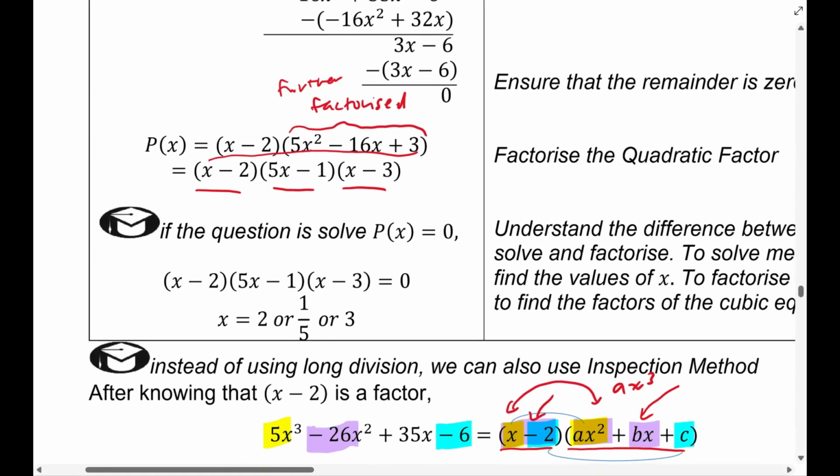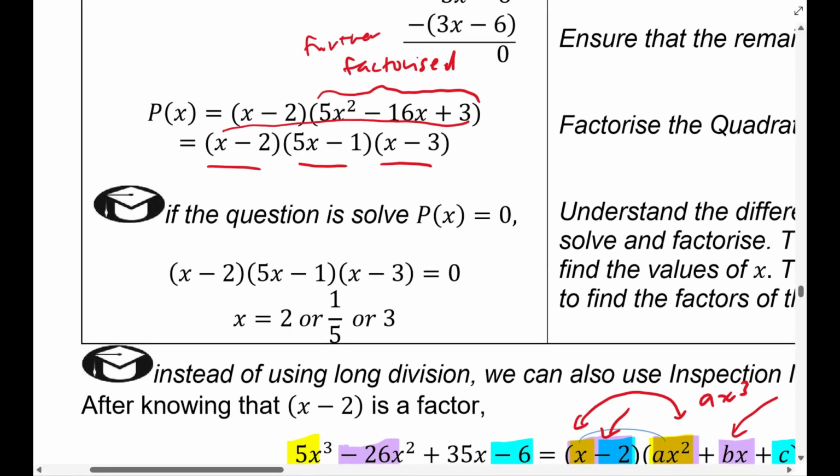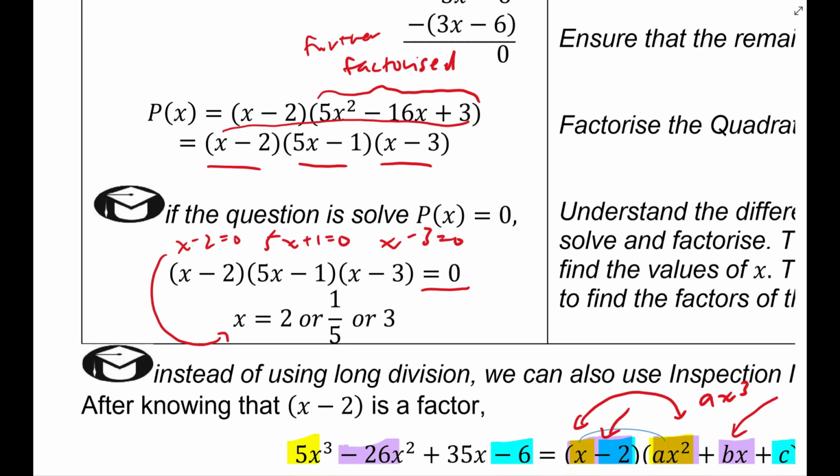And if the question is to solve for your polynomial equals 0, it means that you are solving for x. So you have to find values for x. That means you equate your polynomial to 0, and then you get x minus 2 equals 0, 5x plus 1 equals 0, x minus 3 equals 0. That's how you end up with x equals 2, x equals minus 1/5, or x equals 3.